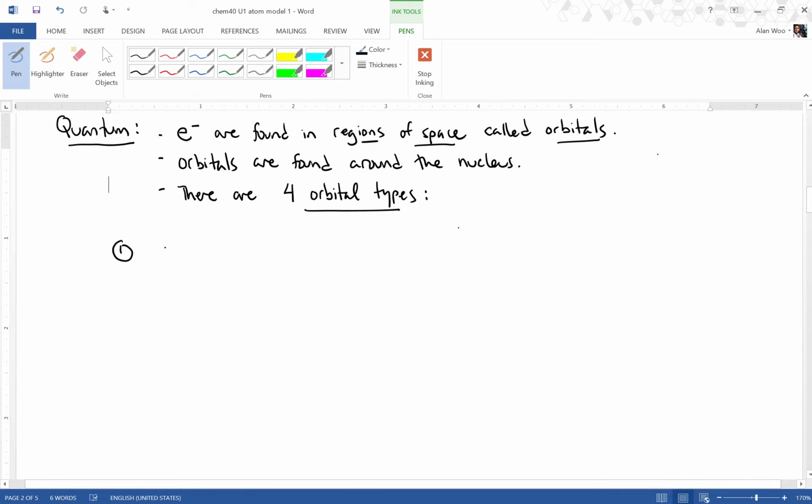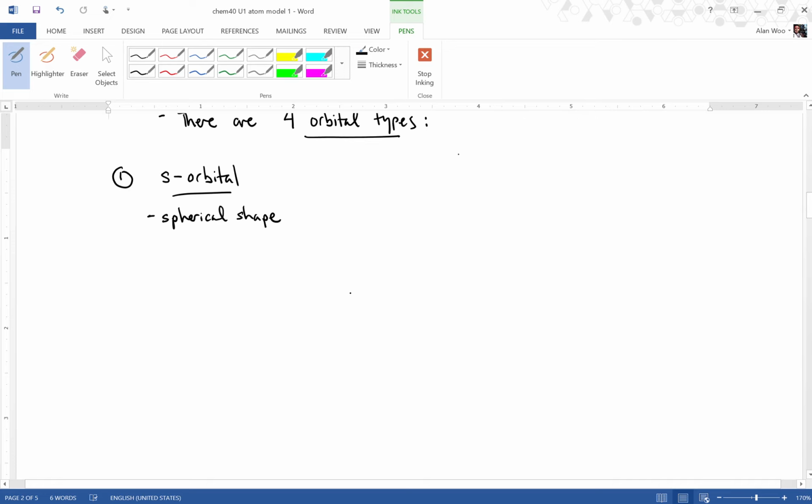The first type of orbital is called an s orbital. The s for s orbital stands for spherical. Okay, so they're spherical shape. But because the quantum mechanic model is a 3D model, we have to draw these orbitals in 3D as well. So some of you guys who are artists, you probably won't have that much of a problem. But even if you can't draw, just do your best.